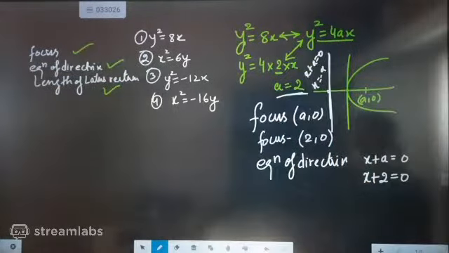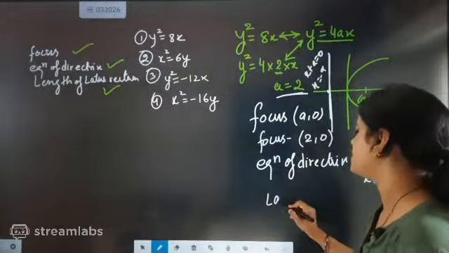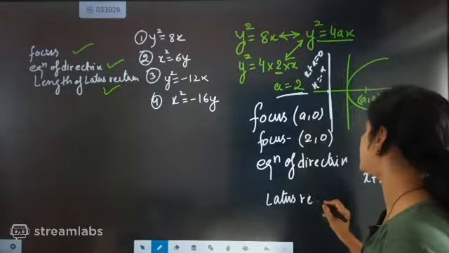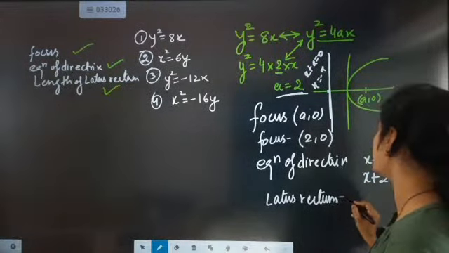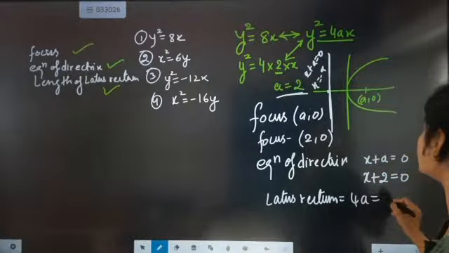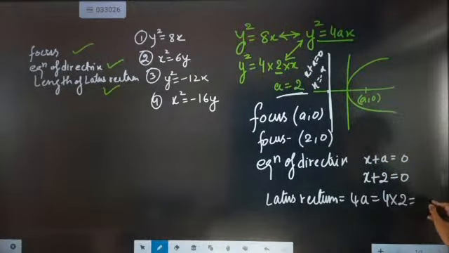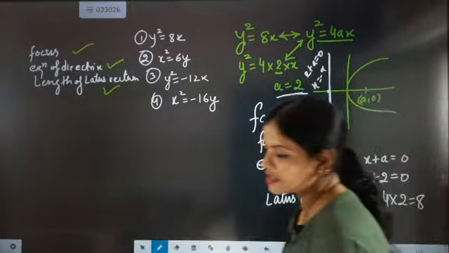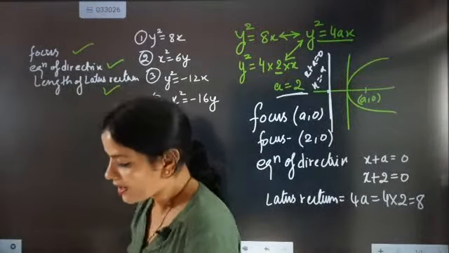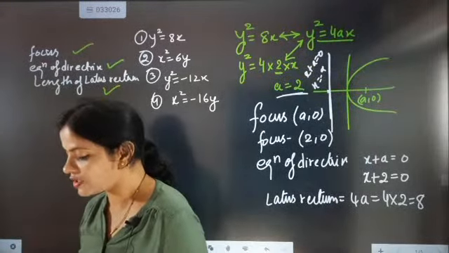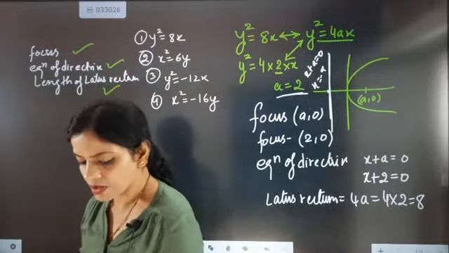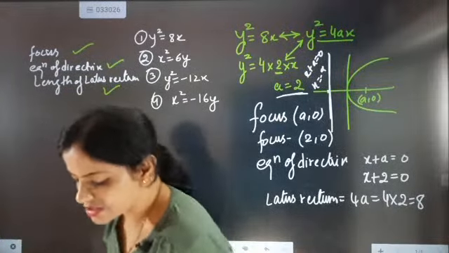Now, the length of latus rectum. The latus rectum formula is 4a. Now a is coming as 2, so the latus rectum is coming as 8. Back to back, understood how to solve this one? Quickly say, beta, latus rectum is coming as 8.